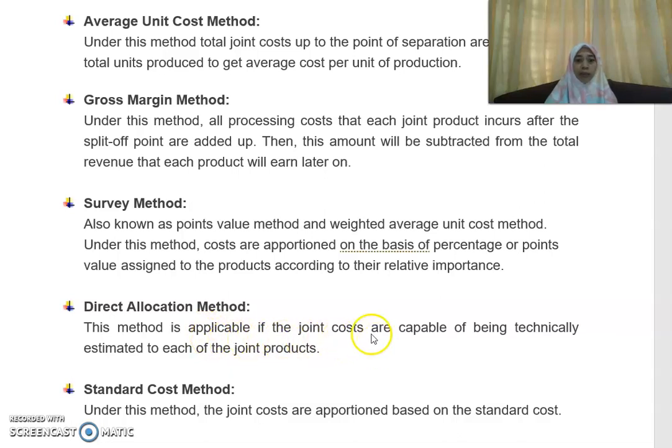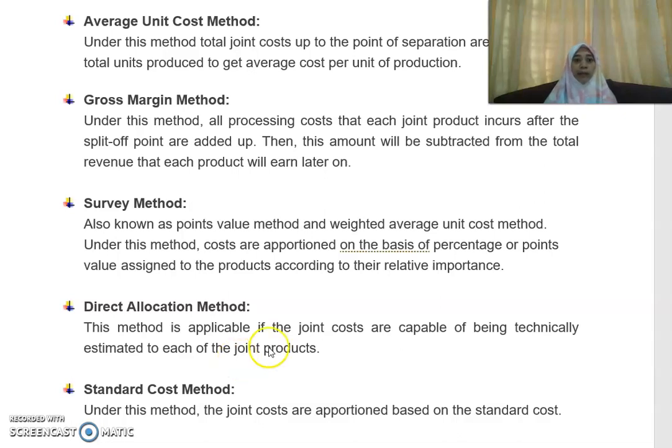This one is applicable if the joint costs are capable of being technically estimated to each of the joint product. Sometimes you also have the standard cost method. So under this method, the joint costs are apportioned based on the standard cost. So in fact, there are various other methods that you can apportion your total joint cost. But for your syllabus, enough for you to know these three methods that I've already explained to you.